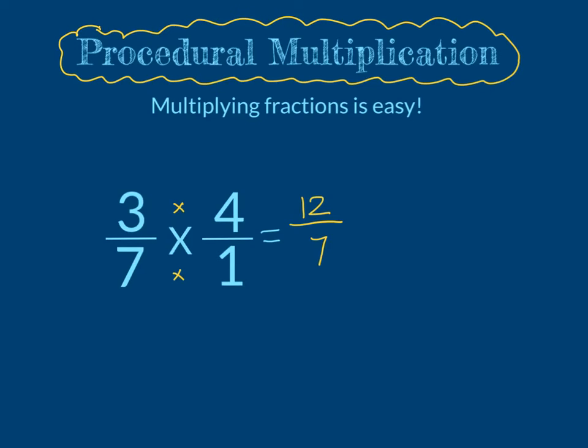When I go to change this to a mixed number, all I do is solve that division problem, 12 divided by 7. I would get one group of 7 out of 12, leaving me with the remainder of 5, which is my new numerator, and the denominator stays the same, giving me the mixed number of 1 and 5/7.